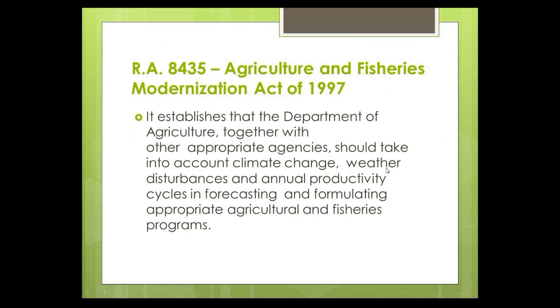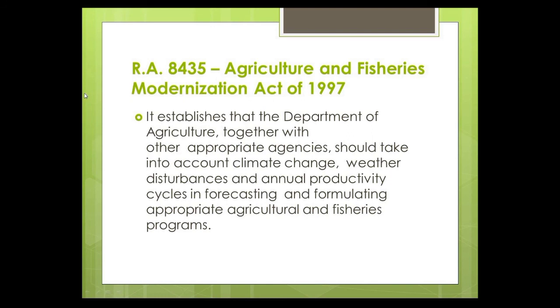Next. Alright, so Republic Act 8435, Agriculture and Fisheries Modernization Act of 1997. So it establishes that the Department of Agriculture, together with other appropriate agencies, should take into account climate change, weather disturbances, and annual productivity cycles, and forecasting and formulating appropriate agricultural fisheries programs. So this act is about improving the agricultural and fisheries economy ng Pilipinas.